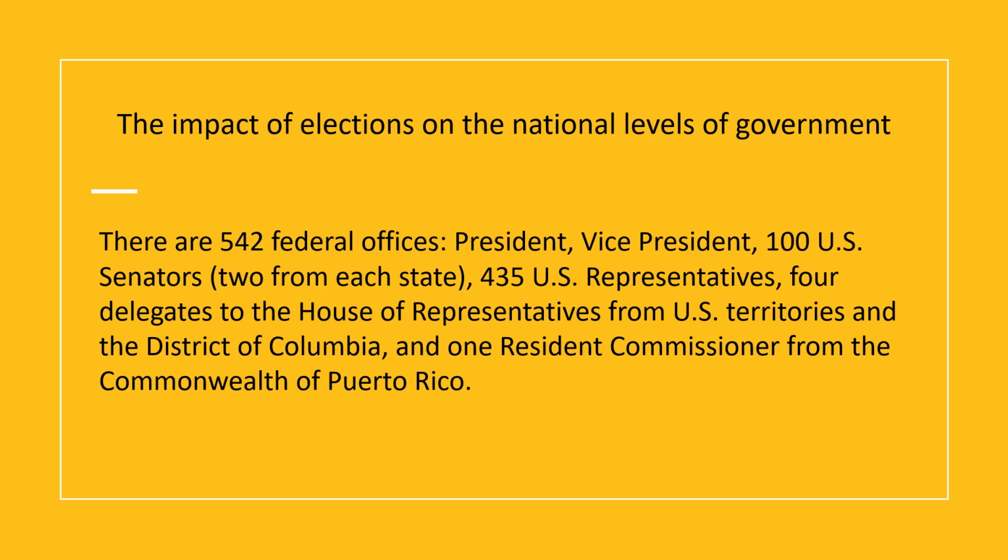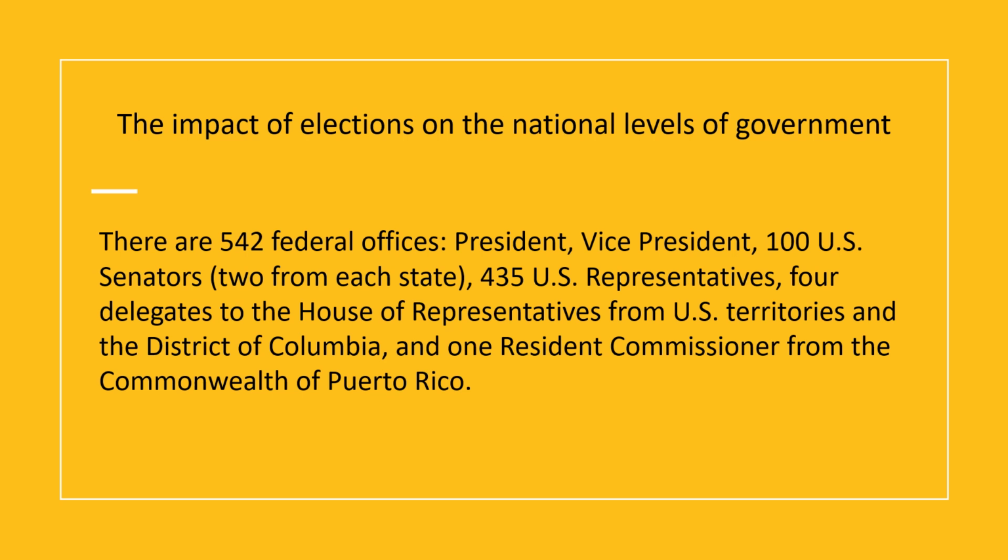Note that each of these offices is responsible for each one of us in some way, shape, or form. So, for example, the President and Vice President are responsible for the entire country. 2 senators per state. And then, of course, 1 U.S. representative per district or U.S. territory or the Commonwealth of Puerto Rico.